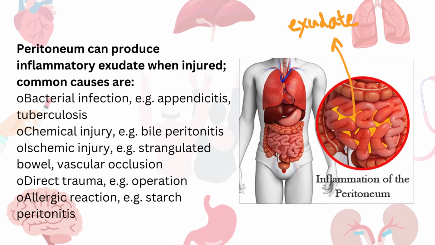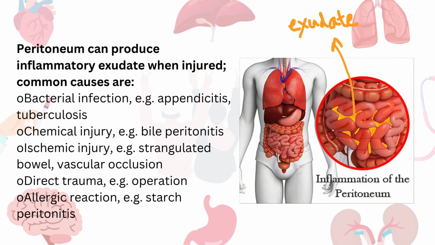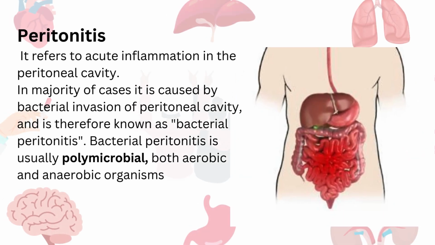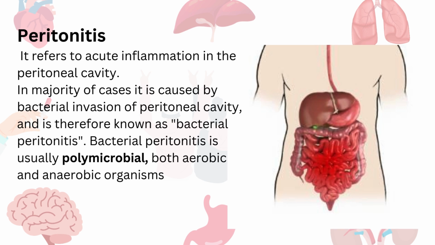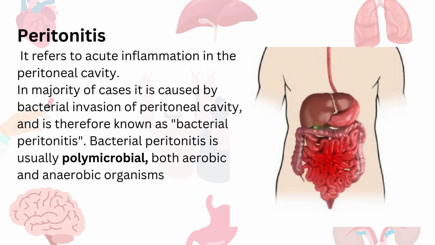The peritoneum can produce inflammatory exudate when it is injured, and the common causes of injury of the peritoneum could be bacterial infection, chemical injury, ischemic injury, or any other trauma or allergic reaction, etc. So let's look at what peritonitis is. Peritonitis refers to acute inflammation in the peritoneal cavity. In the majority of cases, it is caused by bacterial invasion of the peritoneal cavity and is therefore known as bacterial peritonitis. It is usually polymicrobial, and both aerobic and anaerobic organisms could be involved in this.